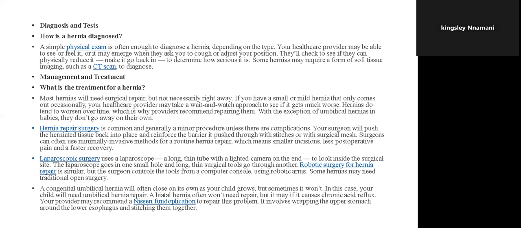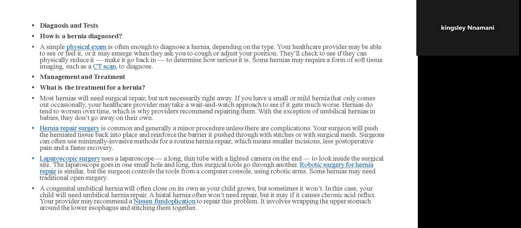All right? So without wasting much time, let's look at diagnosis and the tests. How do we diagnose or test for hernia? And what are the possible solutions or treatment regimen, as the case may be?